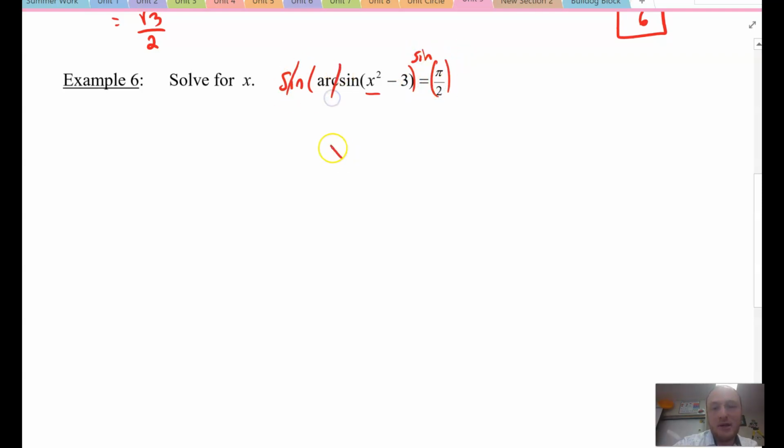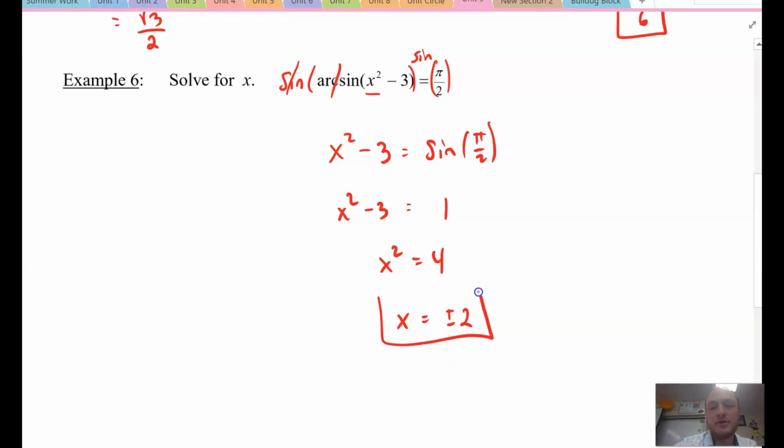These cancel, and I now have x squared minus 3 is equal to sine of pi halves. Well, sine of pi halves, hey, that's 1. And I can add 3 to both sides. I can take the square root of both sides, and we get x is equal to plus or minus 2. And that is it. Done.